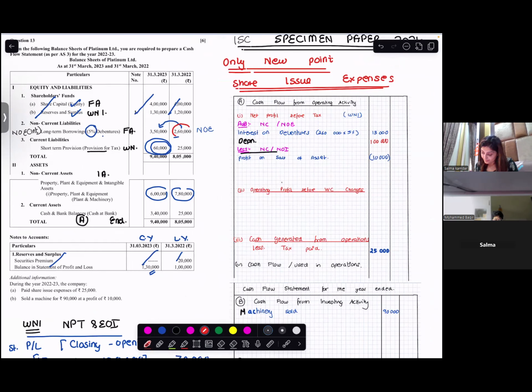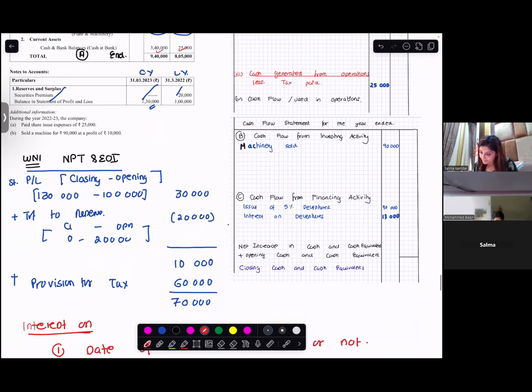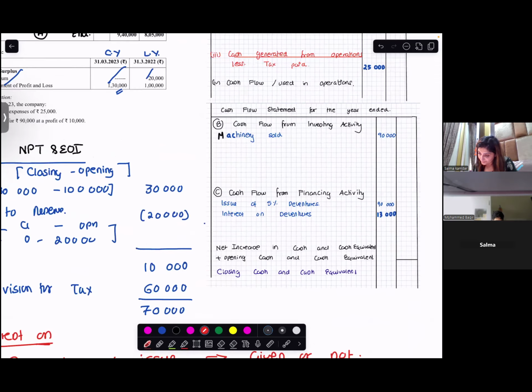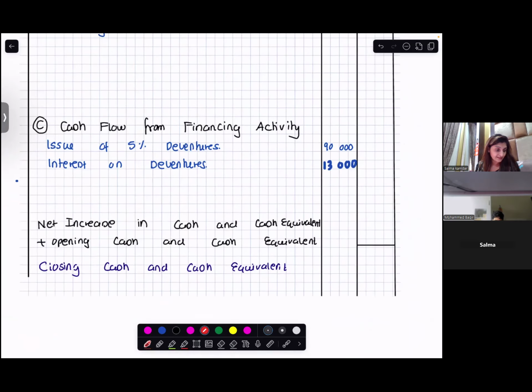Now I have cash and bank balance opening and closing. Where do I record it? Opening and closing, you note down. Opening is 25,000 and closing is 340,000.